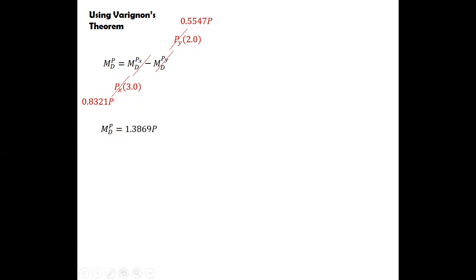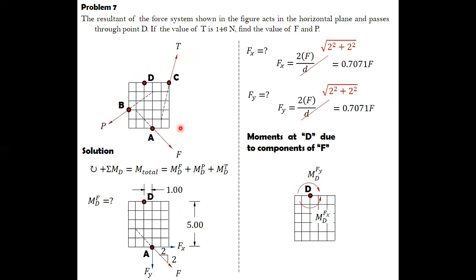So we computed already the moment that is generated by force P alone. We still have one more remaining, and that is force T, which is acting at point C. So same as before, let's isolate it, and take note that its magnitude is given this time. That is equivalent to 146 Newton. Now, let's display the figure again, but this time with force T acting alone.